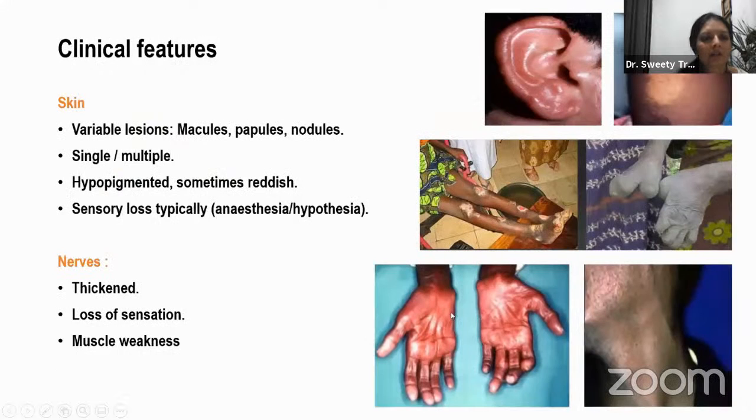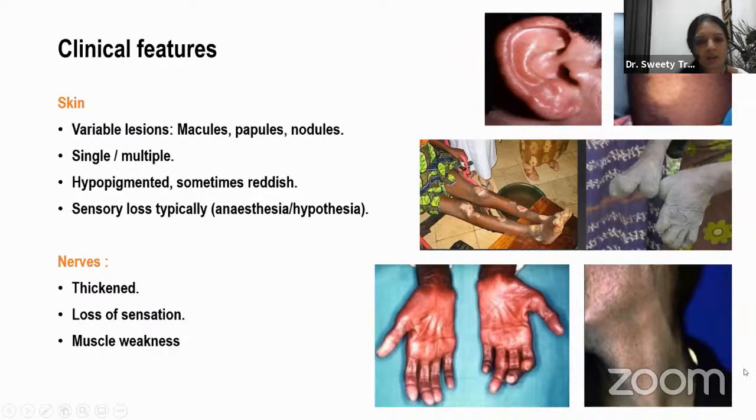Next comes the clinical features. There are skin features and nerve features. The skin features are macules, papules, and nodules. There are hypopigmented, anesthetic or hypesthetic patches. There you can see there are lesions. There are hypopigmented lesions. Ear lobules are involved, and nerves are thickened.